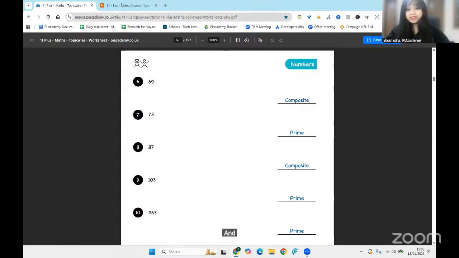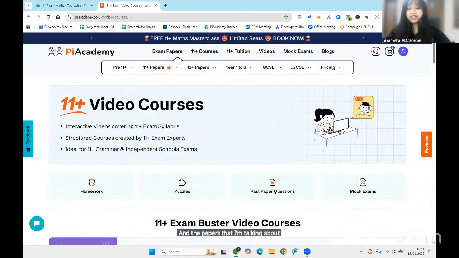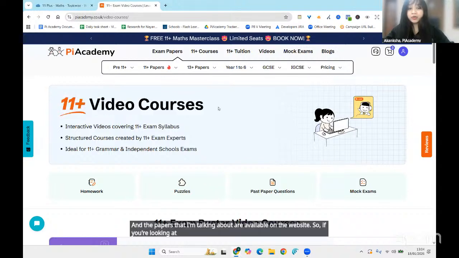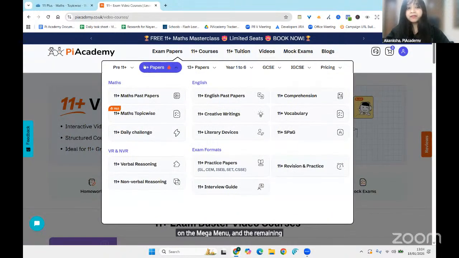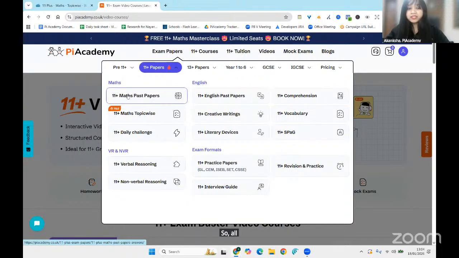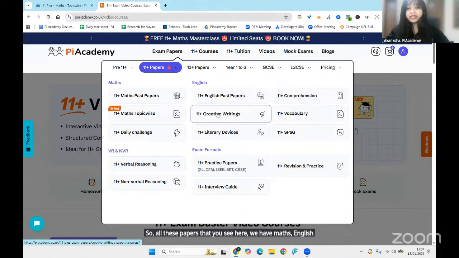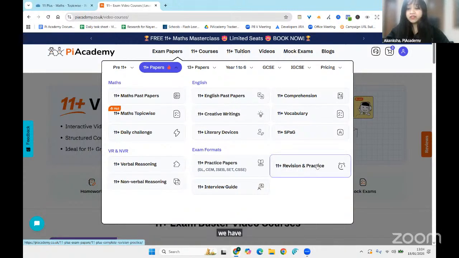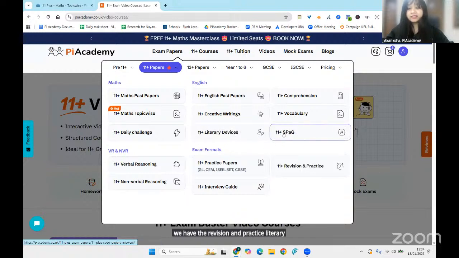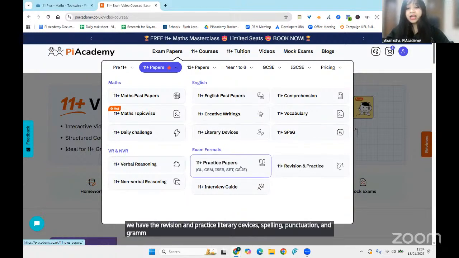And the papers that I'm talking about are available on the website. If you're looking at 11 plus video courses, these are available when you click on the video section on the mega menu. The remaining papers are available under 11 plus papers. All these papers that you see here, we have maths, English, creative, comprehension, verbal and non-verbal reasoning. We have the revision and practice, literary devices, spelling, punctuation, and grammar. And we also have around 15 practice papers.